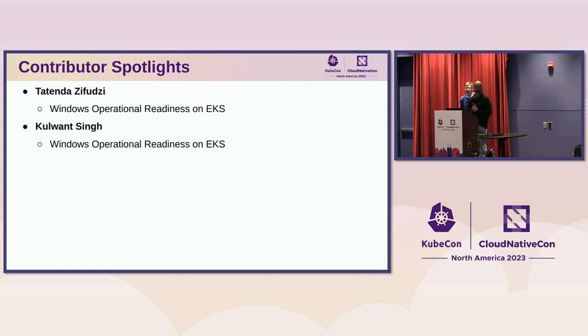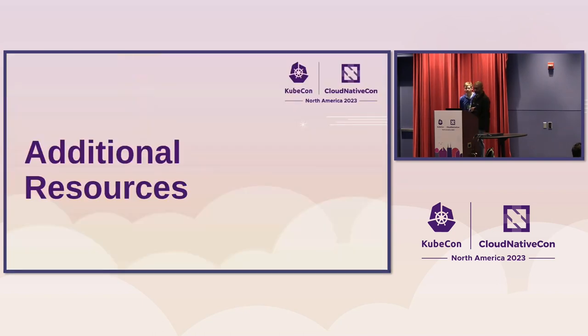The other couple of spotlights we want to shine are on Tatenda and Kulwant. They both worked on Windows operational readiness on EKS. They both work at AWS. If you're wondering what Windows operational readiness is, it's basically a set of standards and a set of properties that, if you apply them to your Windows node, state that your Windows node is now ready to accept production workloads. So great work from both of them. We're happy to have them on board. And now I'll pass it back to Mark.